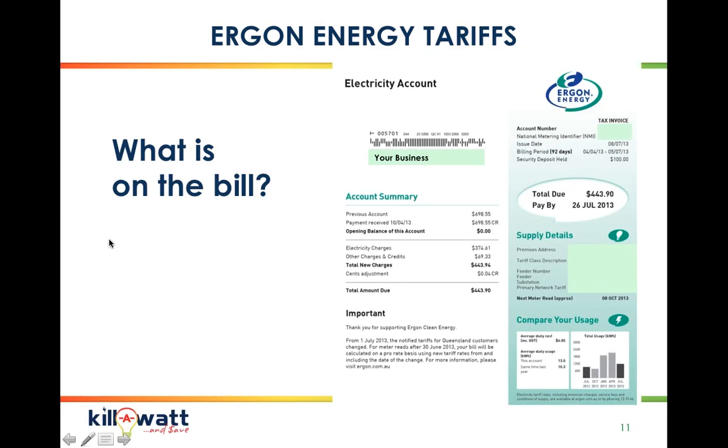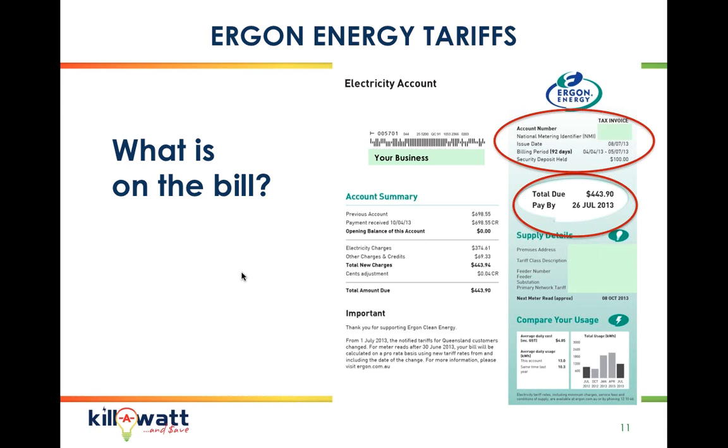Okay, now a bit of information about the Ergon Energy tariffs. First of all, have a look at the breakup of what's happening on your bill. You've got the due date and the pay by, but you also have the account number up the top. During the kilowatt program, we found many times where people had multiple accounts when they could run single accounts, or in some cases people were paying for power that wasn't actually directly attached to their account. So always have a look at this.